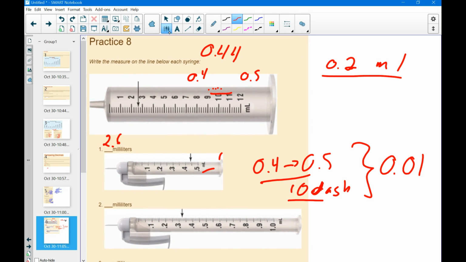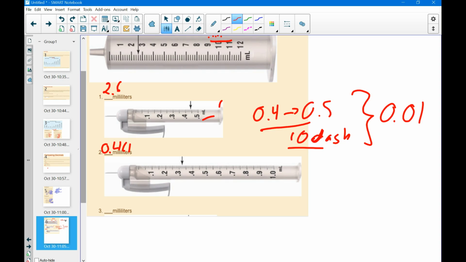So this one would be 0.44. And how about the one on the bottom? This is a 1 mil syringe. This is 0.5 mil. But notice that the markings in both these syringes are exactly the same. So what would the number of mils be in that syringe with that arrow? Yep, exactly right. 0.32. Perfect.